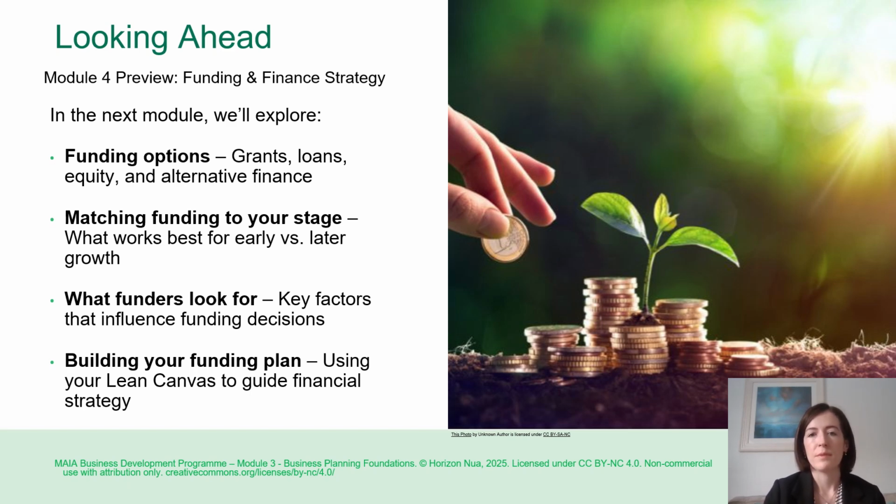In Module 4, we'll build directly on the work you've done here by exploring funding and financing strategy. This is where your Lean Business Model Canvas becomes a critical tool for guiding your financial planning. We'll start by looking at the range of funding options available, from grants and loans to equity investment and alternative financial models. You'll learn the pros and cons of each and how they might fit with your organization's needs.